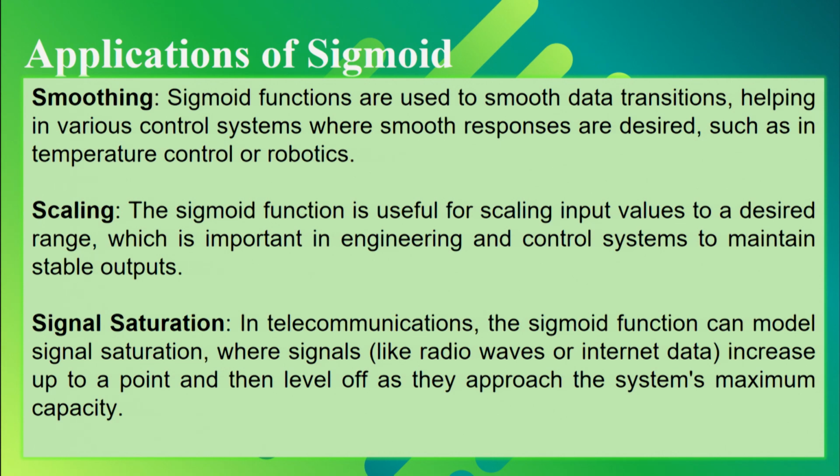These are the well defined real world applications where these sigmoid activation functions help us to determine whether there are smooth data transmissions. It helps us to say, in control systems, whether the responses are desired in such a fashion that they can be considered for control of temperature or robotic operations or not. And moving on to scaling, you can think of whether the input values are in the desired range for any of the control applications.